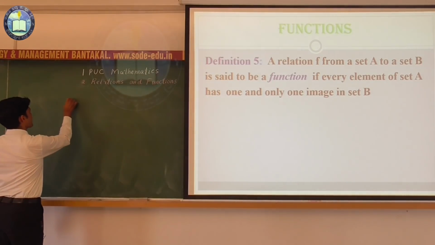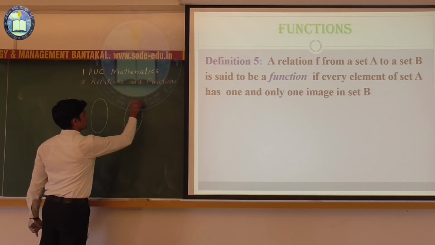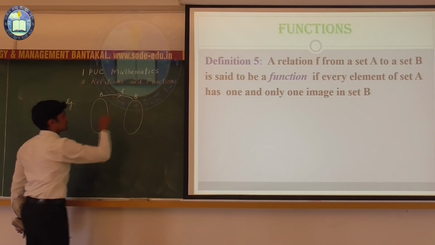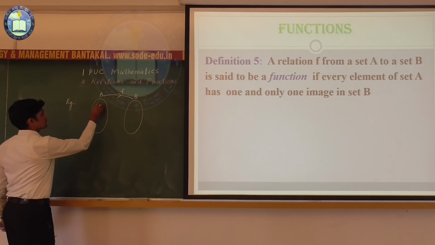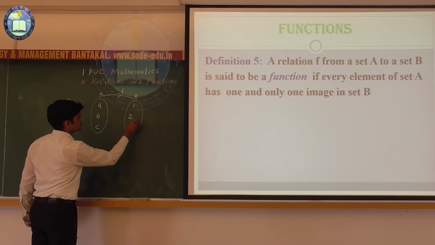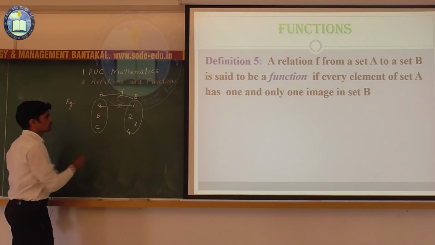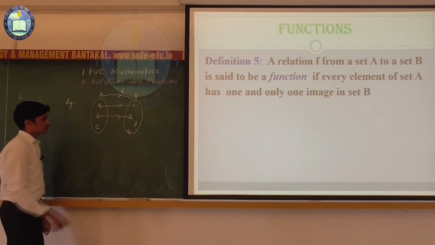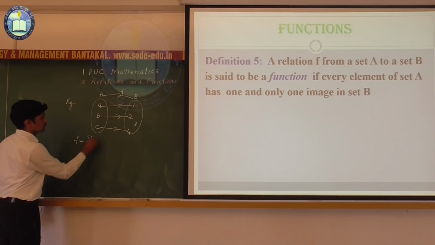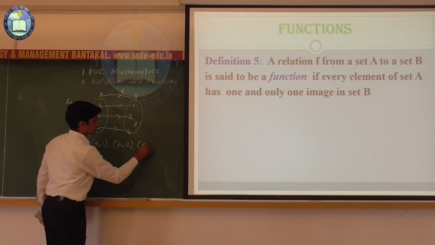For example, here you have a set A and here we have another set B, and F is the relation from A to B, where A has the elements a, b, c. Here we have the elements 1, 2, 3, 4. Suppose a is related to 1, b is related to 2, and c is related to 4. Then F is equal to the set of all ordered pairs (a, 1), (b, 2), (c, 4).